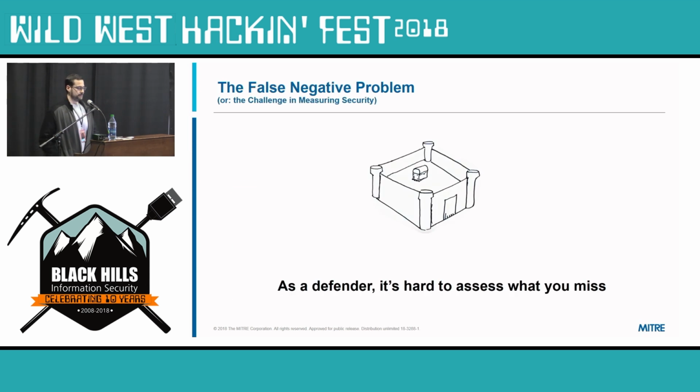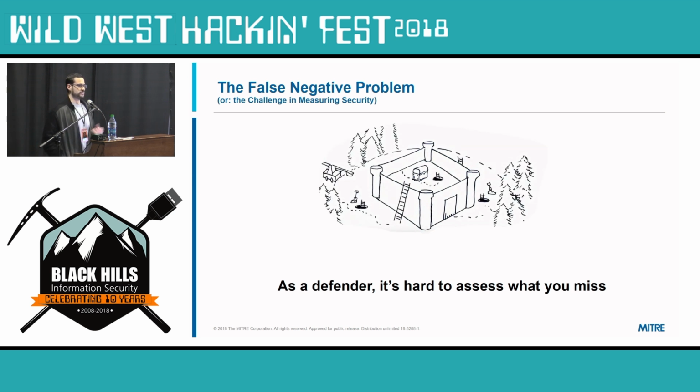All right, so a big motivator for this talk is this false negative problem, really the challenge in measuring security. As defenders, we have this problem where we sometimes treat our networks as castles and just focus on the perimeters, and we think if our perimeters are great, then everything's great. And it's not really true, and realistically, as defenders, it's sometimes hard for us to really understand what we're missing.